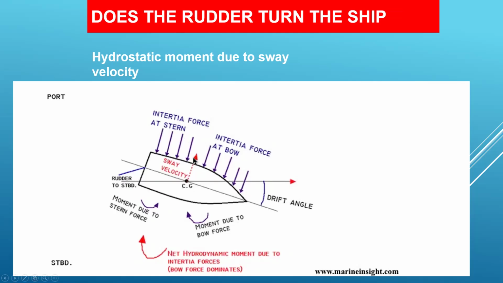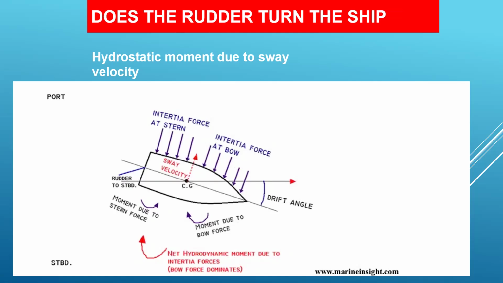That means here is the sway velocity, and the inertia forces are always opposite to the sway direction. That means they are acting here to the starboard side, and the sway velocity acts to the port side. So the ship will experience an inertia force on its hull in the starboard direction. Now this force can be categorized in two. One part is acting at the stern here, and the other part is acting at the forward.